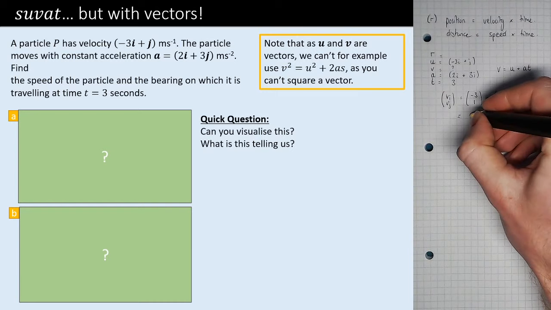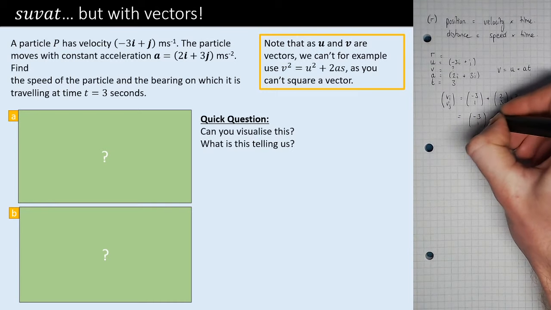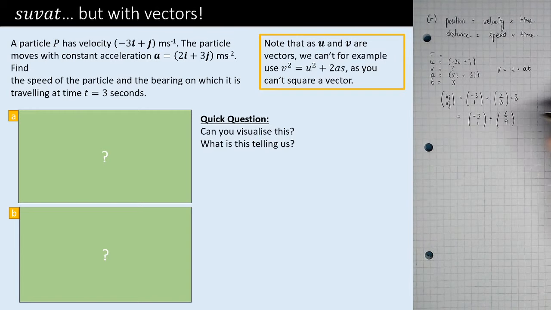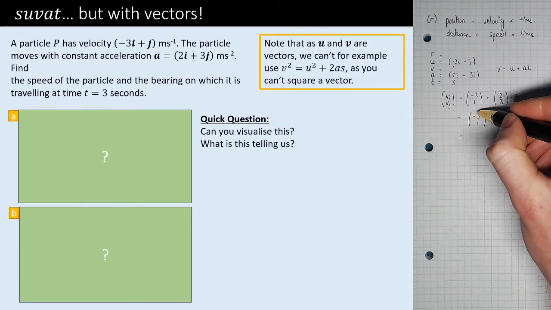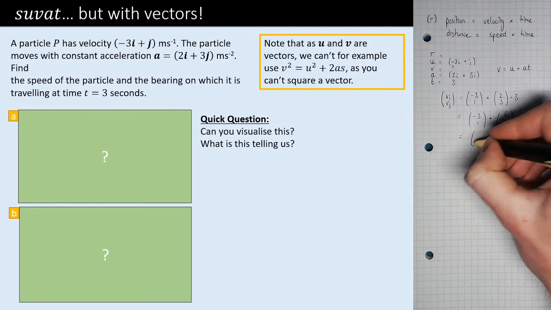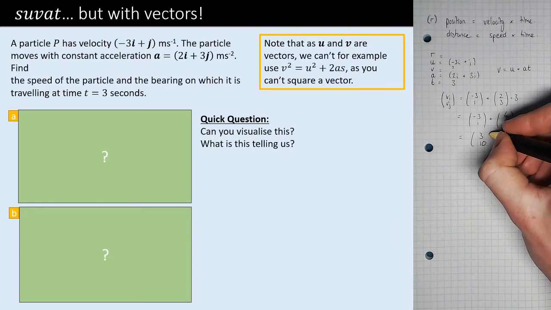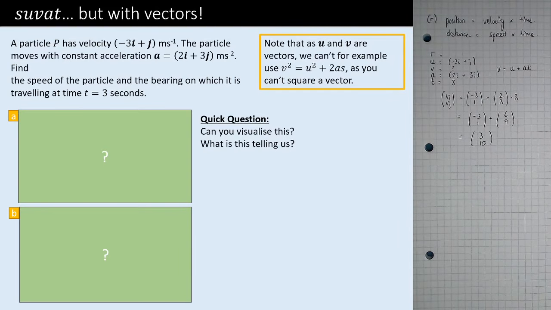So we're going to get negative 3, 1, plus 2 times 3 is 6, 3 times 3 is 9. Negative 3, 1, plus 6, 9. Negative 3 add 6 is going to get me to positive 3. 1 plus 9 equals 10. Okay.